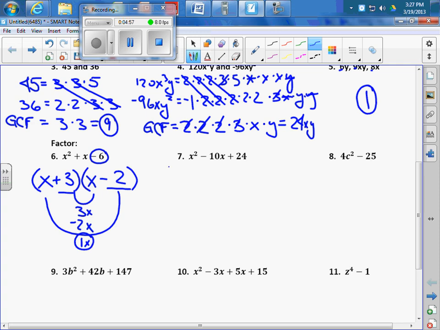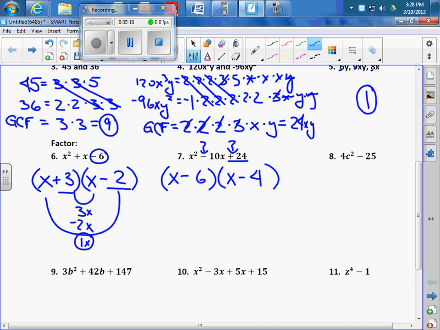In number 7, I'm going to break up the x squared into x times x. I need two numbers that when you multiply them together, you get positive 24. Since it's positive, the two signs have to be what? The same. They will both be minuses, 6 and 4.